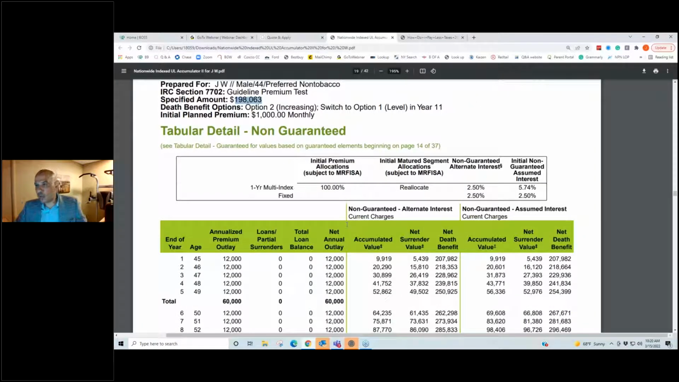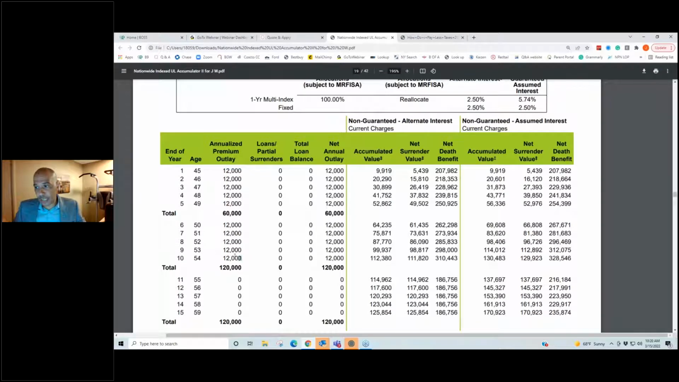And let's go over here. So real quickly, some of the quick highlights here. So we're putting in $12,000 a year. Again, we're not doing that forever. We're doing that for 10 years. So we're putting in $120,000.